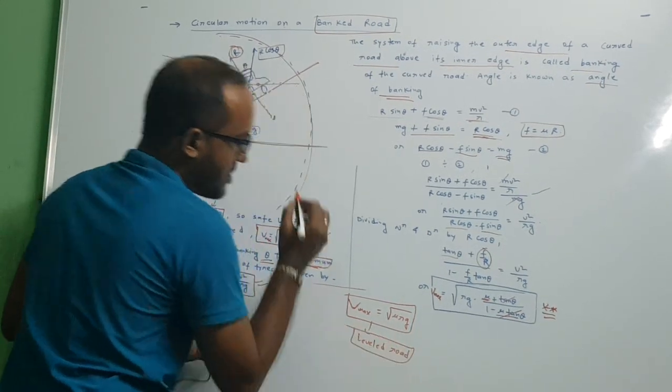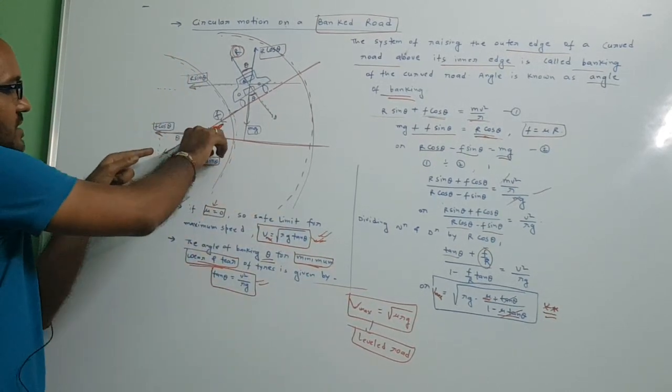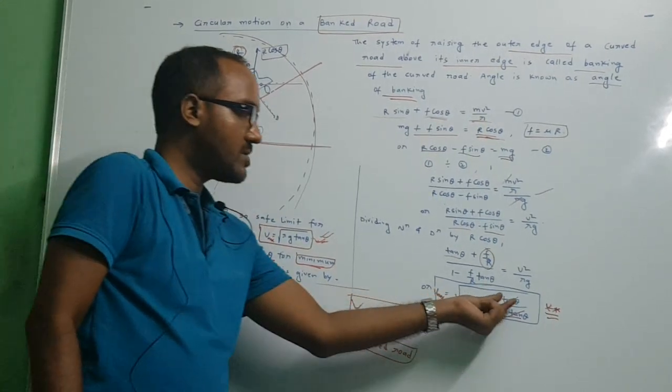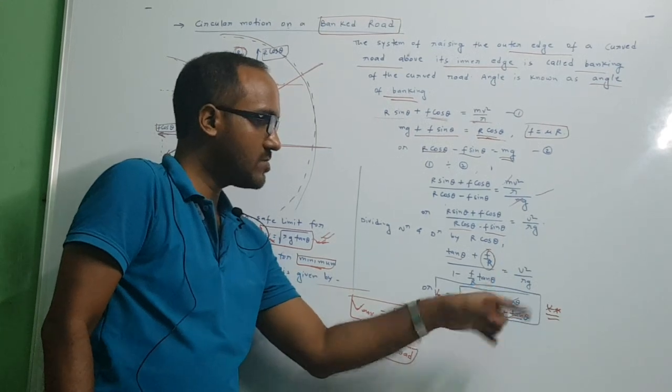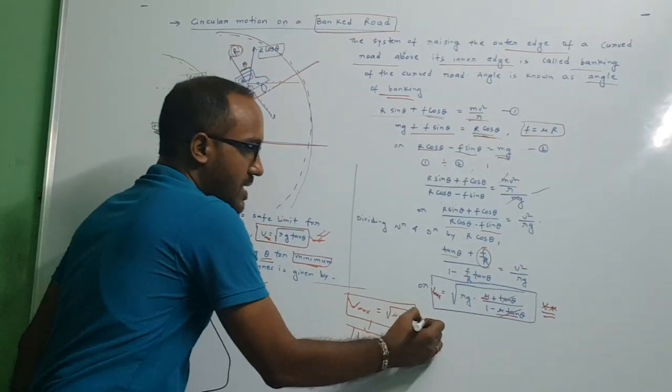For a level road, we make theta equal to 0. If we make theta 0, tan 0 is 0, so this mu tan theta term will be gone. So v equals root of mu Rg.